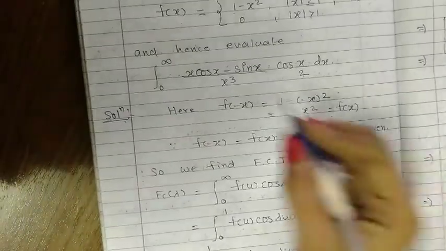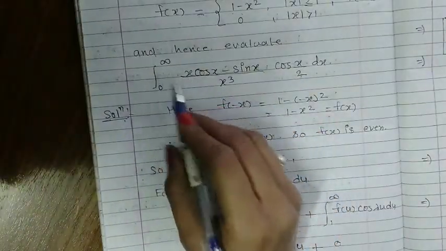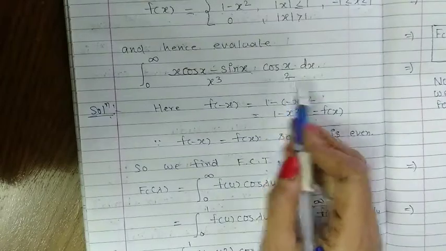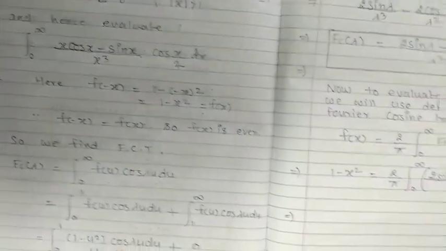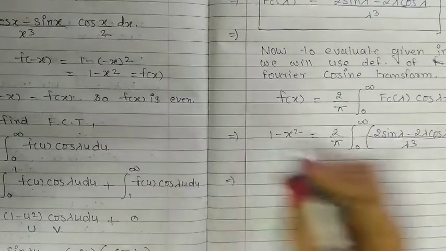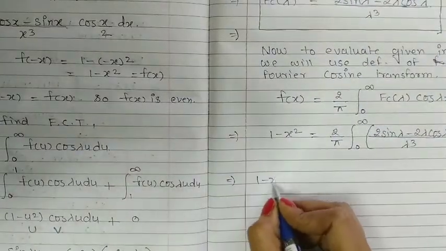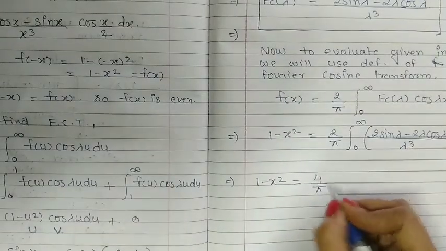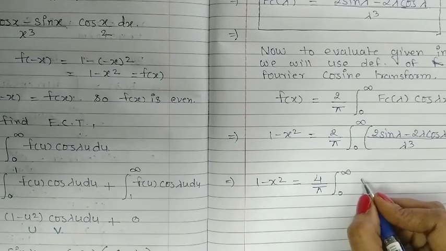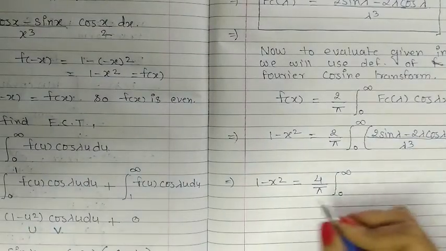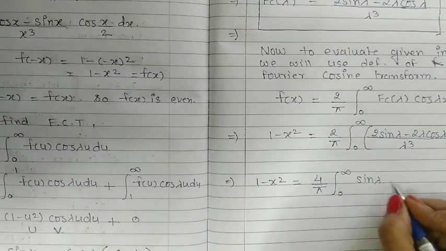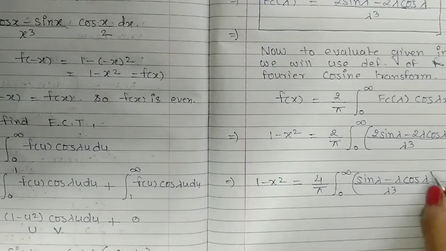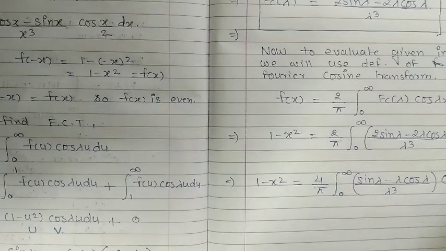So what is given in this integration? It is 0 to infinity (x cos x minus sin x) upon x cube, cos(x by 2) dx, students. And what have we got here? So I am going to write 1 minus x square here. This 2 I am taking common. So it is 4 upon pi, integral 0 to infinity, (sin lambda minus lambda cos lambda) upon lambda cube, cos(lambda x) d lambda.